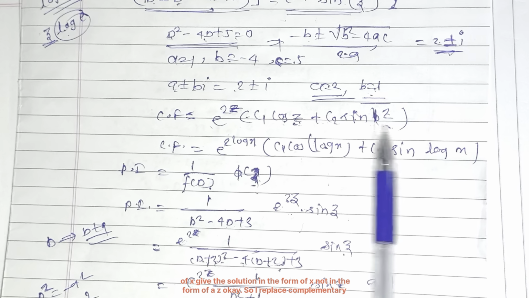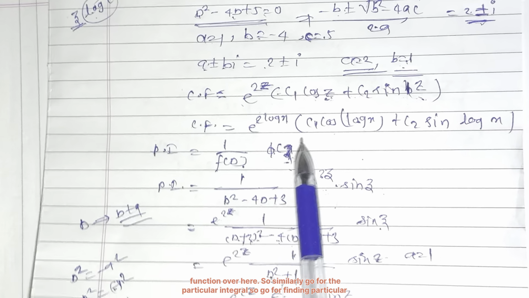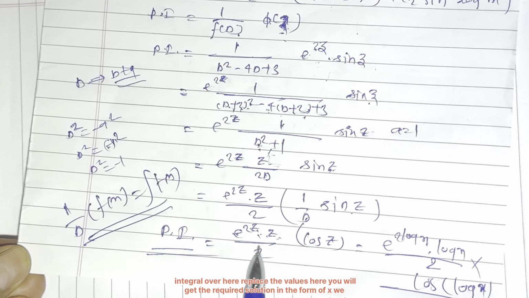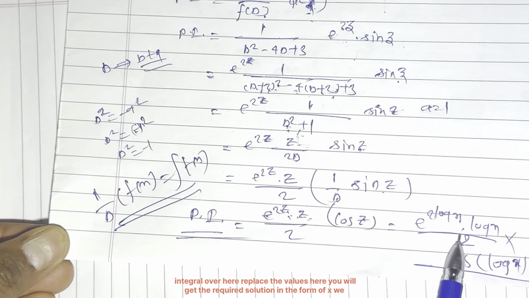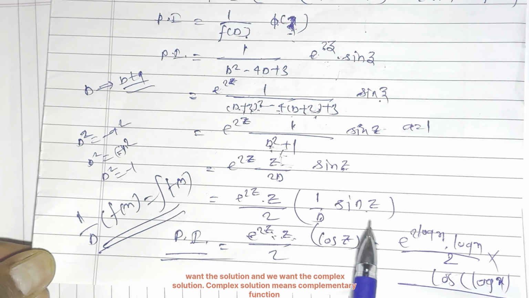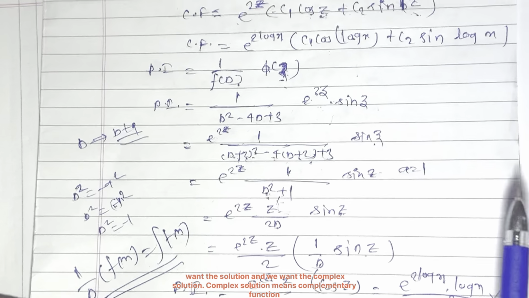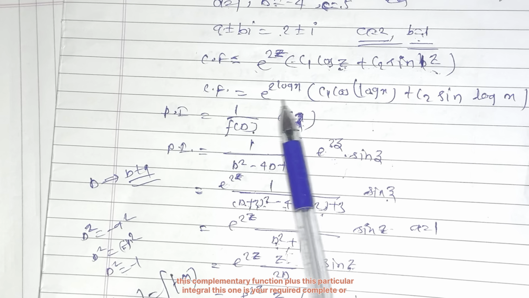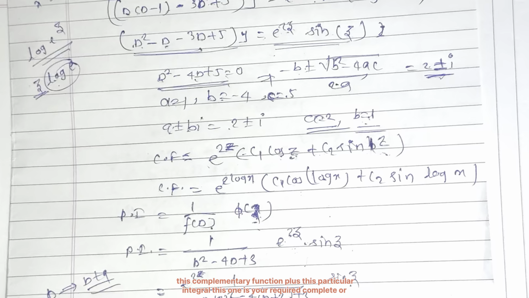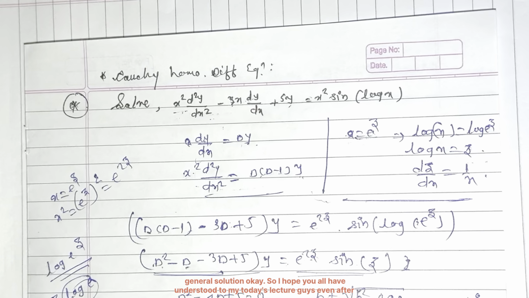So replace the complementary function over here. Similarly go for finding the particular integral, replace the values here, and you will get the required solution. In the form of x, we want the complete solution. Complete solution means the complementary function plus the particular integral. This is your required complete or general solution.